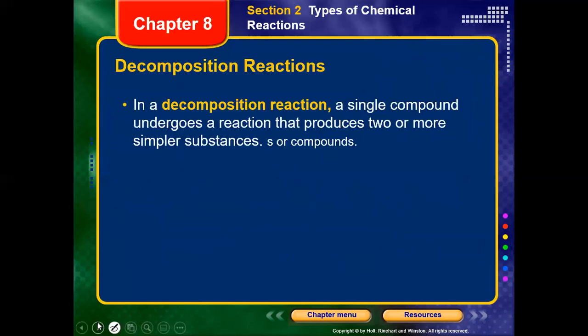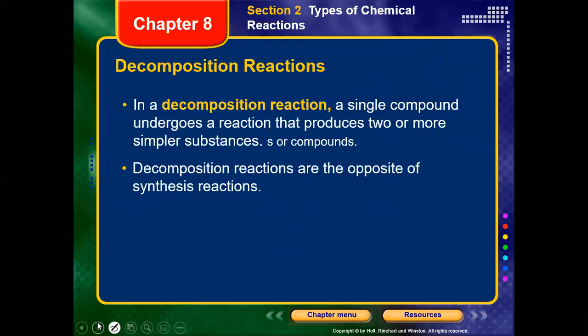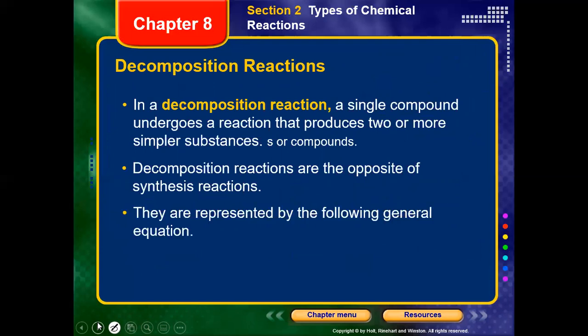Now, decomposition reaction, which is opposite to synthesis reaction. In decomposition reaction, a single compound, as we said, one reactant undergoes a reaction that produces two or more simpler substances or compounds. Decomposition reactions are the opposite of synthesis reactions. They are represented by the following general equation. AX is a compound producing A plus X, either two compounds or two elements. Type.